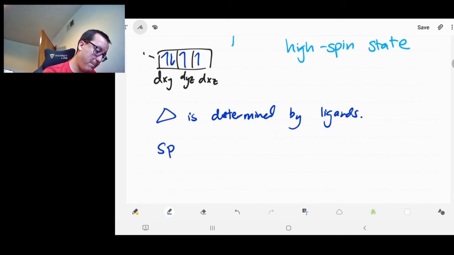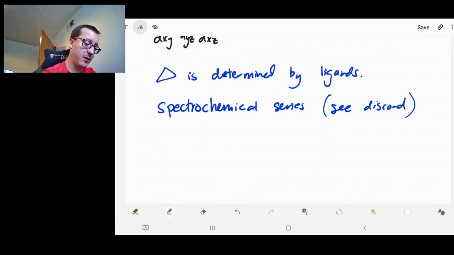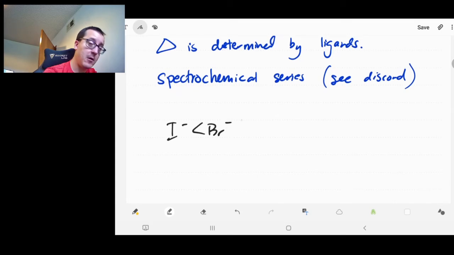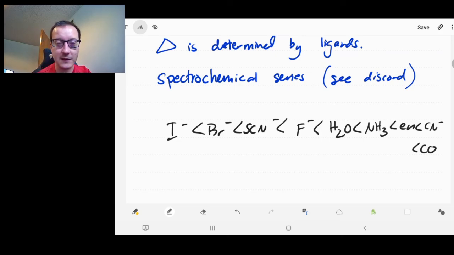And so we're going to see that we have a Spectrochemical Series, which I've posted in Discord already for us earlier this morning. Let me pull it up. It's going to tell us the order of our low splitting energy ligands to high splitting energy ligands. So, for example, let me just put a couple of these out: F minus, H2O, ammonia. Okay, so there's a couple of them. The rest of the list is there too.